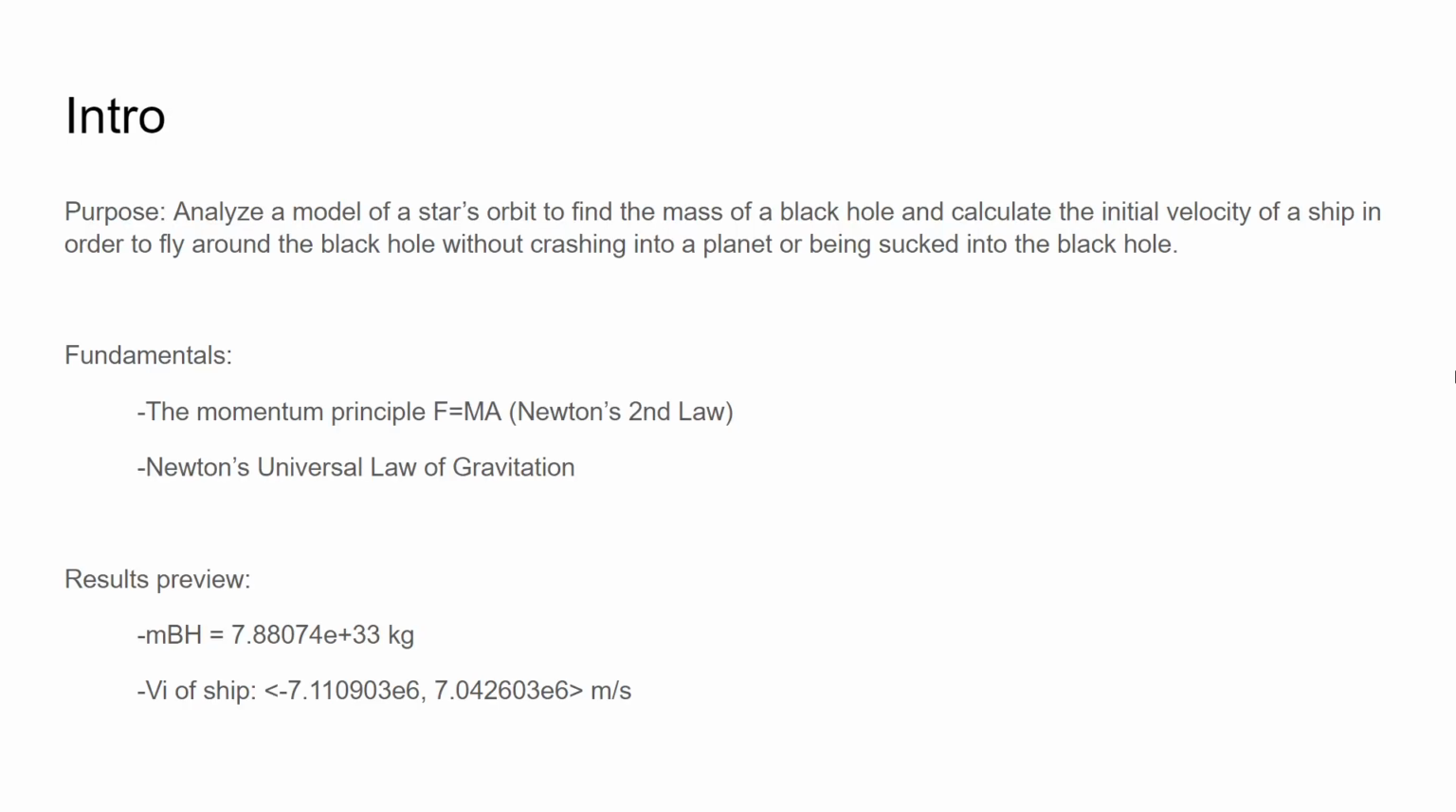The purpose of this lab was to analyze a model of a star's orbit to find the mass of the black hole and calculate the initial velocity of a ship in order to fly around the black hole without crashing into the planet or being sucked into the black hole. The physics fundamentals that this lab used were the momentum principle, F equals ma, Newton's second law, and Newton's universal law of gravitation, and a preview of the results, that is the mass and velocity that I found.